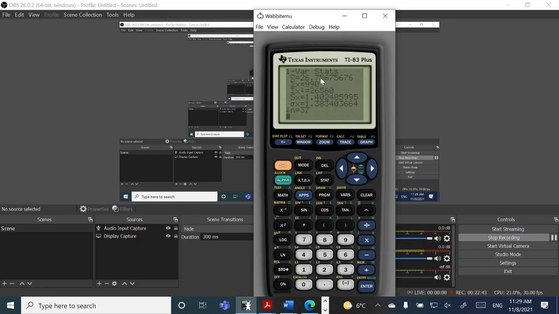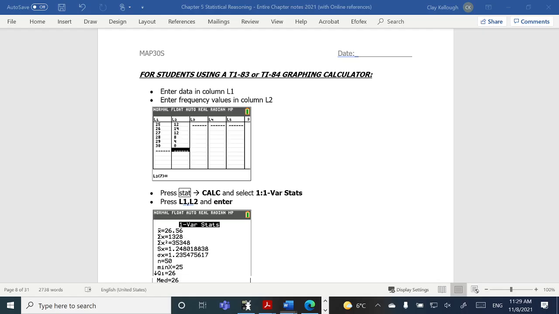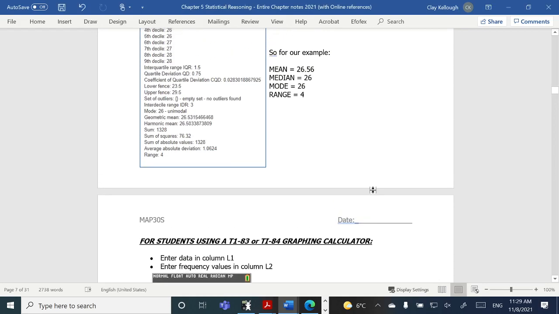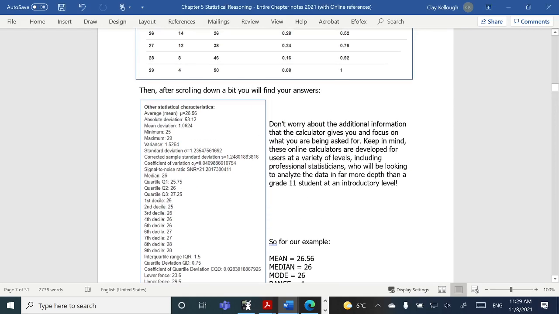Only not quite as much. I put a little note here in your notes just to make sure to try to chill you out a little. Don't worry about the fact that these calculators online give you way more information than you want. Remember that these were designed for students in university or maybe even professional statisticians. So there's going to be lots of things here that are a little beyond the scope of grade 11 statistics. Okay? The graphing calculator was actually designed more for high school students, so there isn't a whole lot of extra baggage on the graphing calculator.